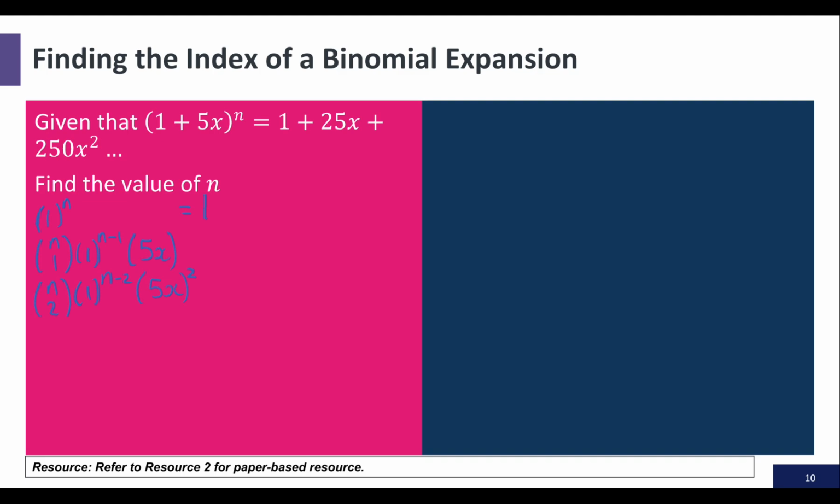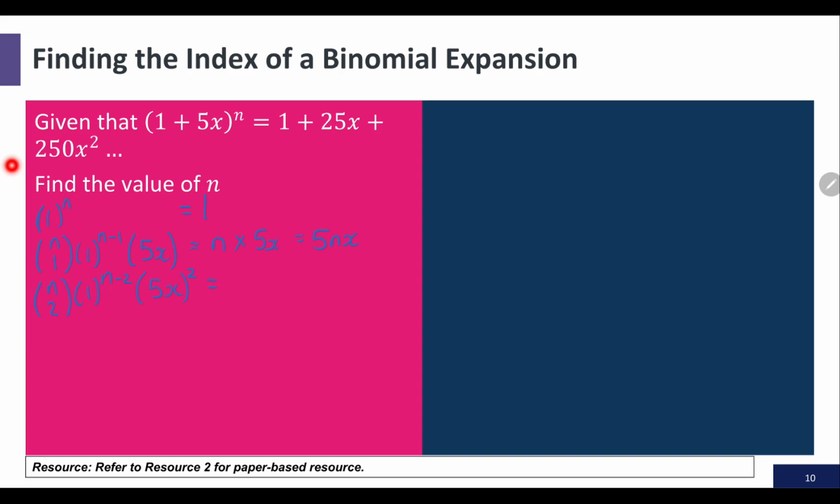The next thing here then, n choose 1 is n. And what is 1 to the n minus 1? Well, let's take n as 10, for example. 10 take away 1 is 9, and 1 to the 9 is still 1, so that just becomes 1 there. Multiplied by 5x, so n times 5x, which is the same as writing 5nx. It doesn't matter that it's an n, we're just going to write it down.